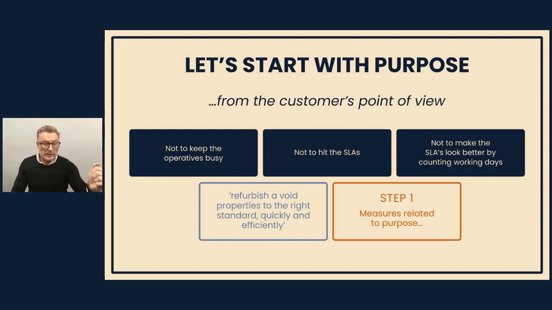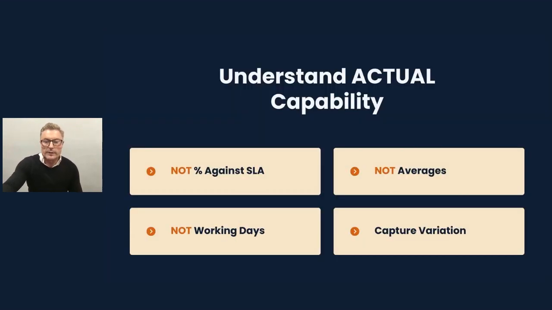There are 4 things that we can measure. How many did we get asked to do? How many did we do? Did we do it to the standard, yes or no? How fast are we doing it? And how much is it costing us? So the first thing we then need to do, again very counterintuitive, is have measures related to purpose. And what we want to understand here is our actual capability to deliver purpose, not what we want it to be, not percentage against SLAs, not averages, not working days, and we also want to understand variation.